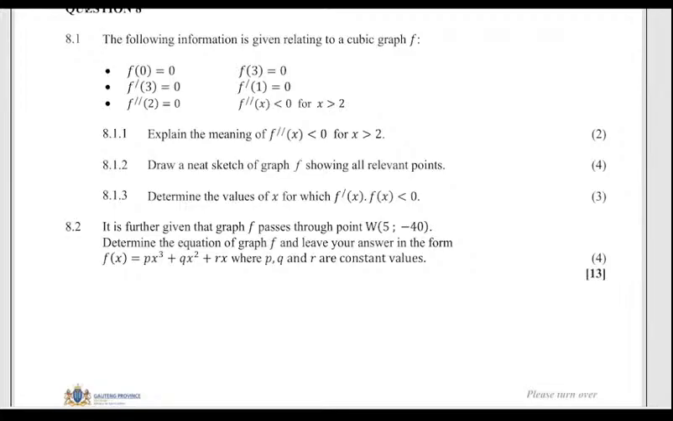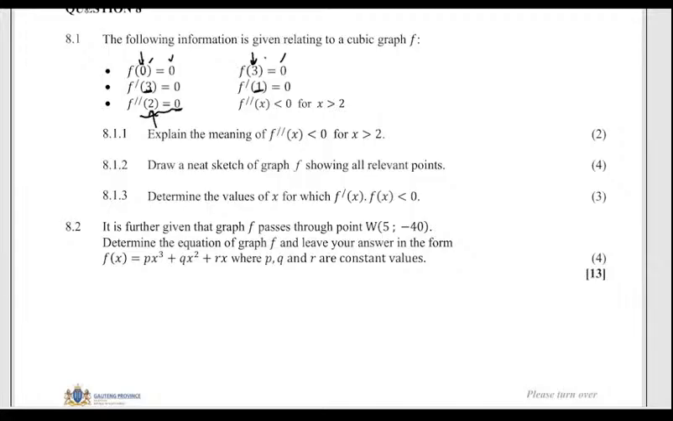So the following information is given relating to a cubic graph f. So f of 0 is 0, which means the graph is cutting the x-axis at the origin. F of 3 is 0, meaning that x equals 3 is also an intercept. Okay, so we have 0, we have 3. Then f prime, this is a turning point. Then this is also a turning point. Then the second derivative at 2 is equal to 0. This is the point of inflection, okay?